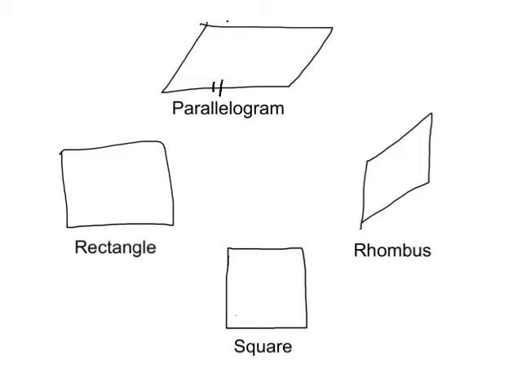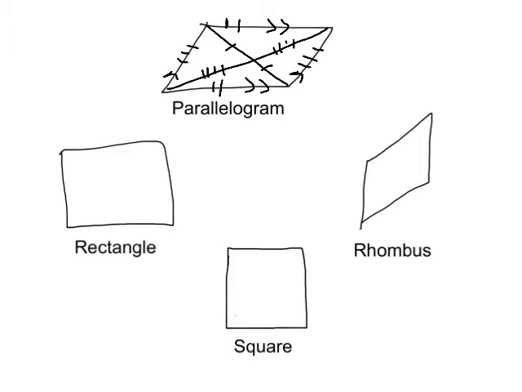Opposite sides are congruent, and opposite sides are parallel, so I can mark it up with the arrows. The other thing about parallelograms is the fact that their diagonals bisect each other. So I can mark it like that. So each half is congruent.